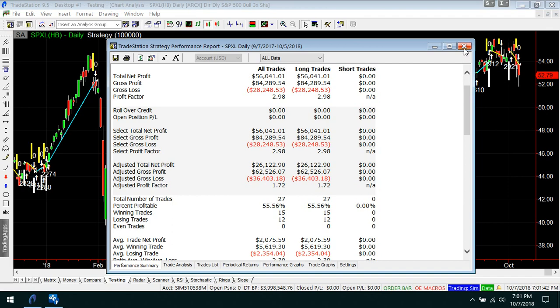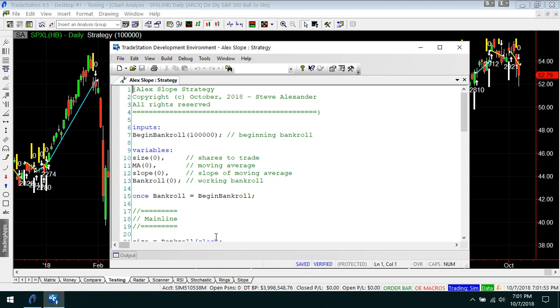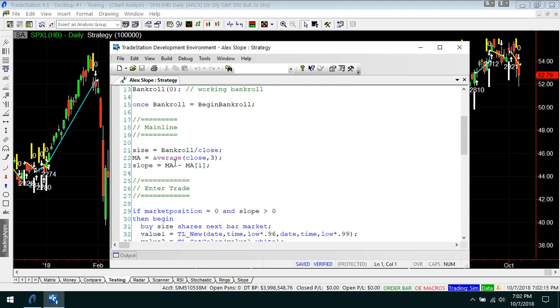Okay, let's take a look at the EasyLanguage, because, as usual with my strategies, it's quite simple. So it's the Alex Slope strategy. The beginning bankroll is $100,000. And then bankroll, simply bankroll by itself, is our working bankroll, because we do compound our trades as we go along. So bankroll will grow as the strategy runs throughout the year. Okay, size is the number of shares we'll be trading. That's simply the bankroll divided by the close.